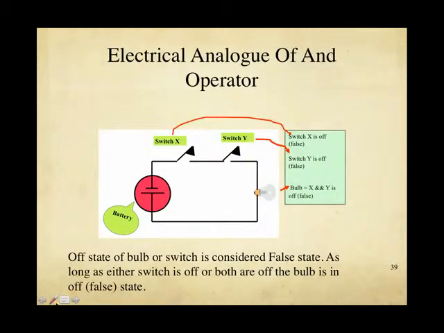Notice that if I make one of the switches true by closing it, this is still false, the bulb still won't light up. So X and Y will be false when only X is true and Y is not true. And the reverse is also true. If this is open, this is closed, still the bulb will be false, the bulb will be off.